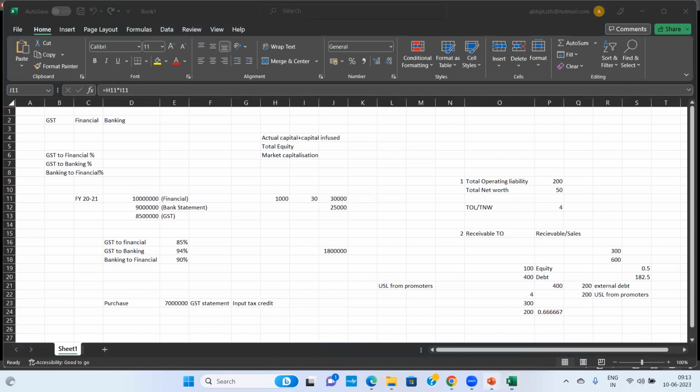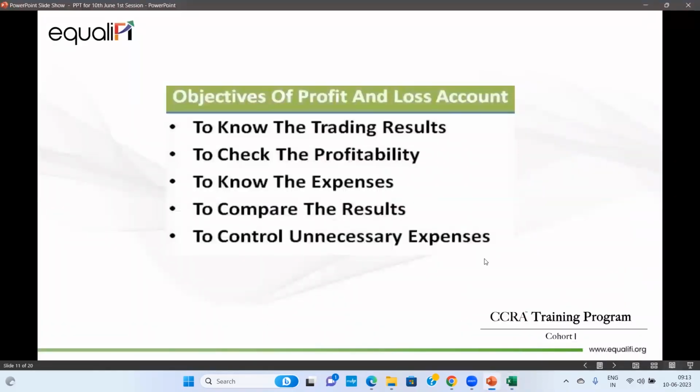Okay, let's go ahead. Now, just let me understand, to know the trading result, how is it significant? When we talk about objectives of profit and loss account, we talk about to know the trading result, how is it important?